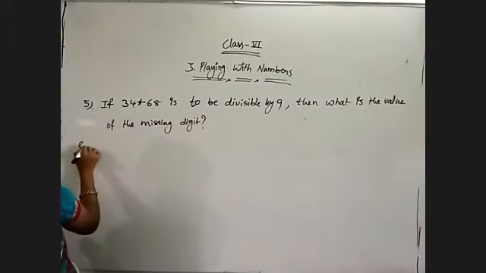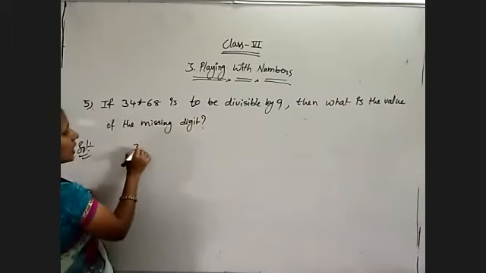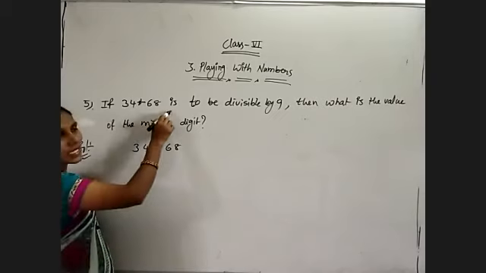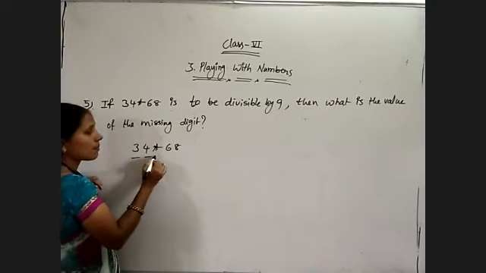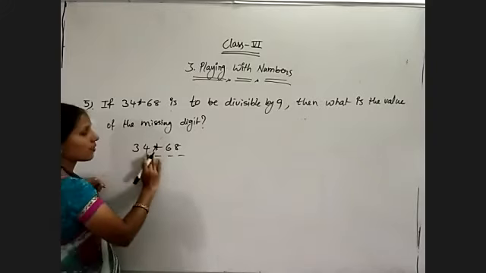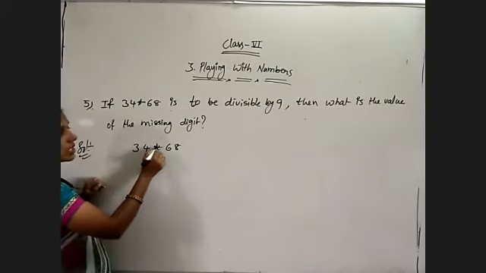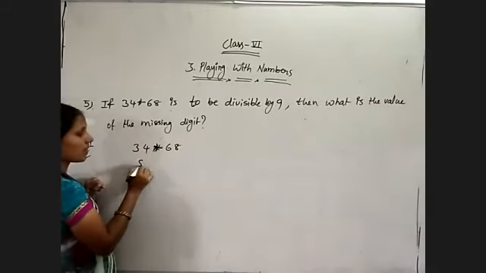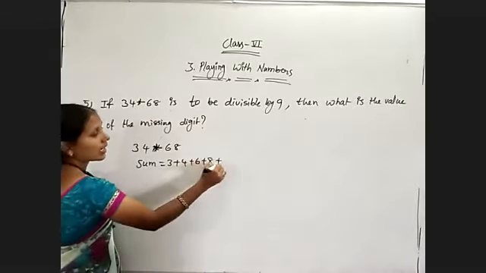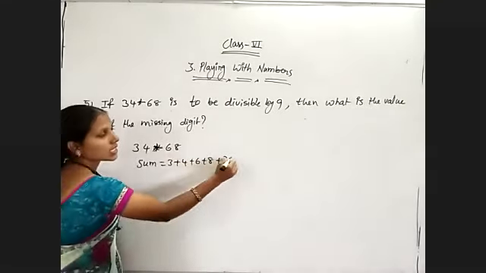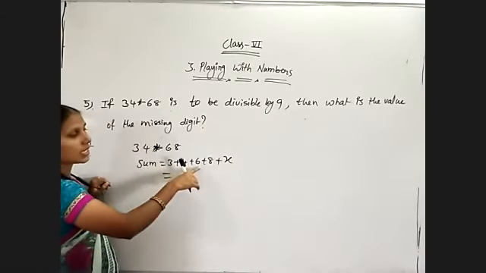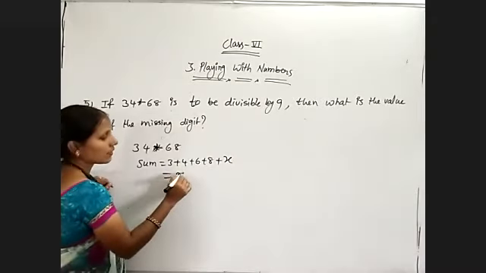So here observe, 3, 4, star, 6, 8 is the given number. A number is divisible by 9 when the sum of its digits is a multiple of 9. So find out the sum of the digits without this star. What is the sum of the remaining digits? 3 plus 4 plus 6 plus 8. Let the unknown value be x. Now what will we get? 3 plus 4 is 7, 7 plus 6 is 13, 13 plus 8 is 21, 21 plus x.